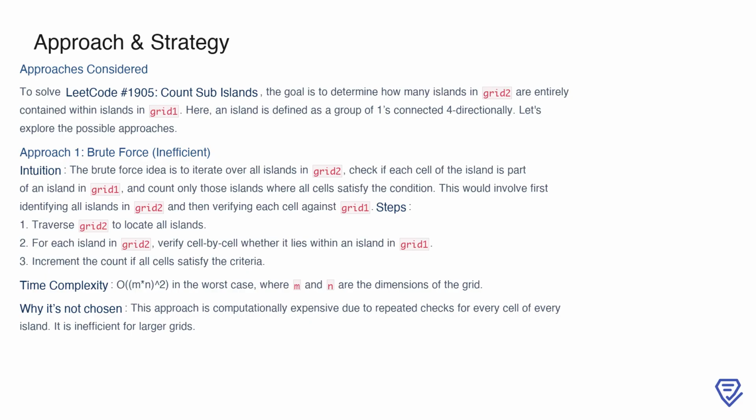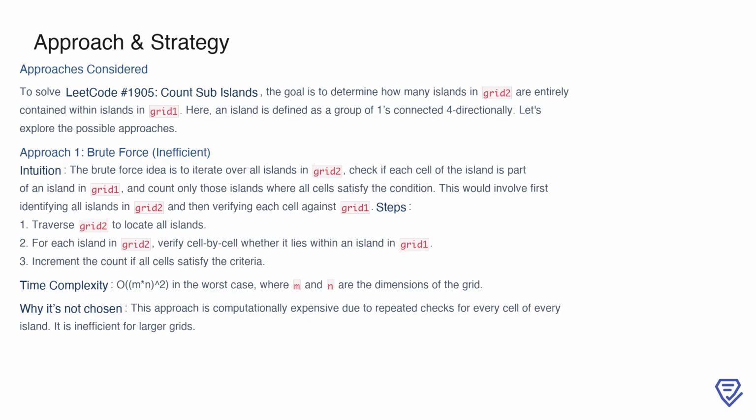Here, an island is defined as a group of connected ones, where connections are limited to the 4 cardinal directions. One potential solution is the brute force approach. The intuition behind this method is to individually check each island in Grid 2 to see if all its cells overlap with an island in Grid 1.